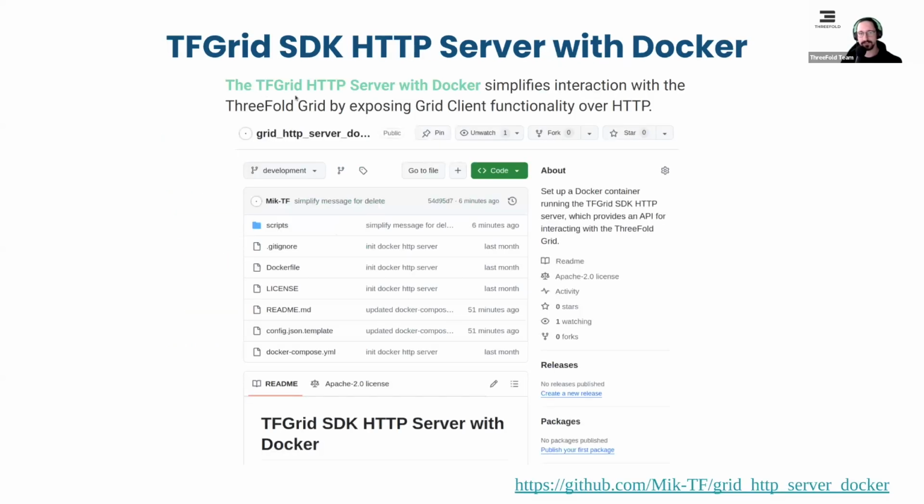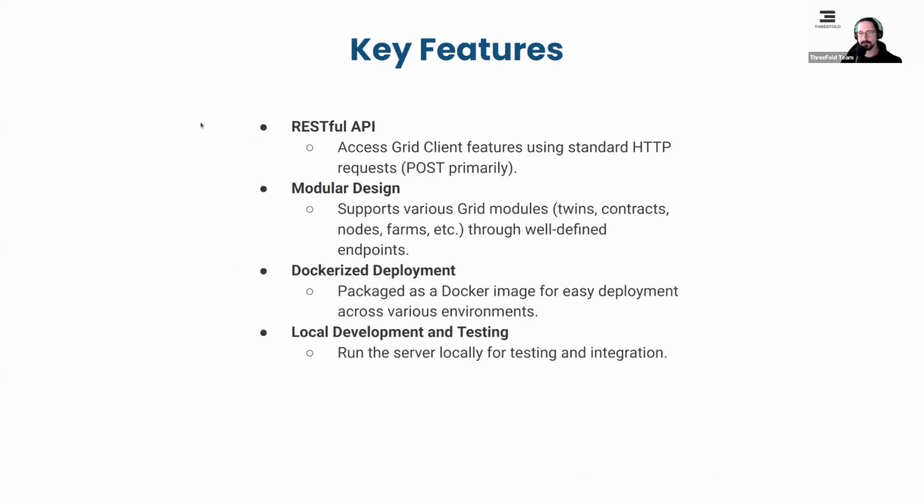So the ThreeFold Grid HTTP server with Docker simplifies interaction with the ThreeFold Grid by exposing grid client functionality over HTTP. Some key features: it's using a RESTful API, so you can access grid features using standard HTTP requests. And it supports various grid modules, so you can query the grid for twins, contracts, node farms. And we're also using it with a Docker image, so it's easy to deploy across various environments. And you can, of course, test it locally.